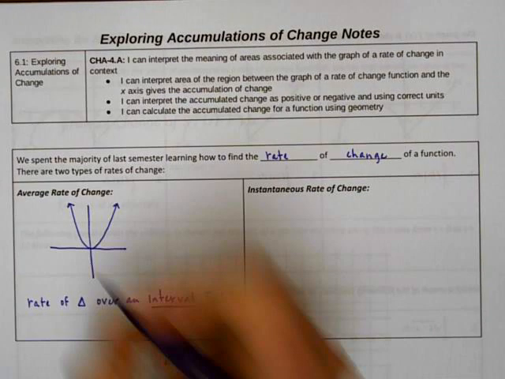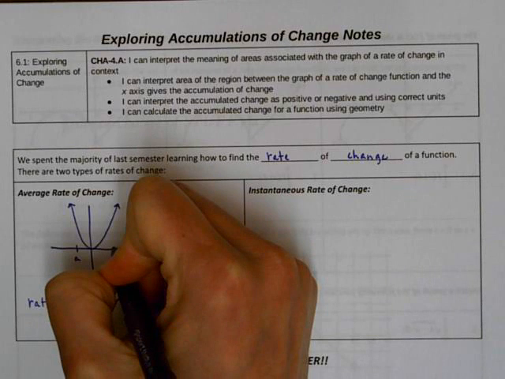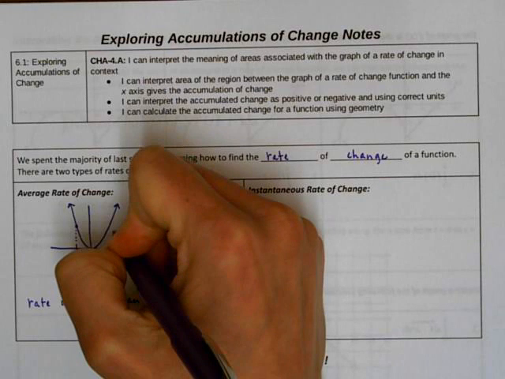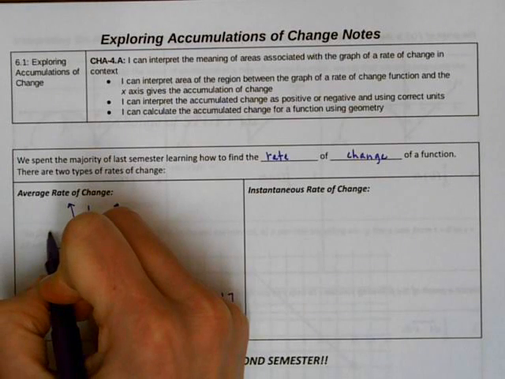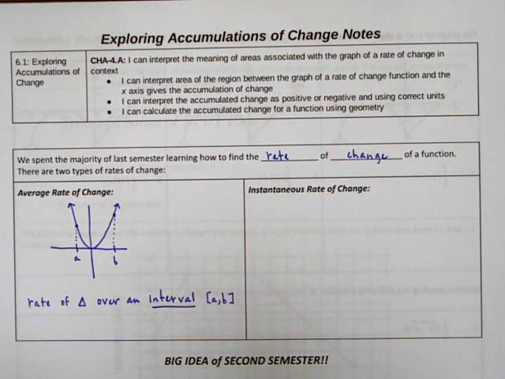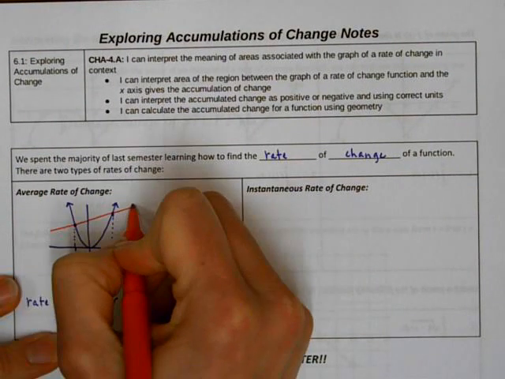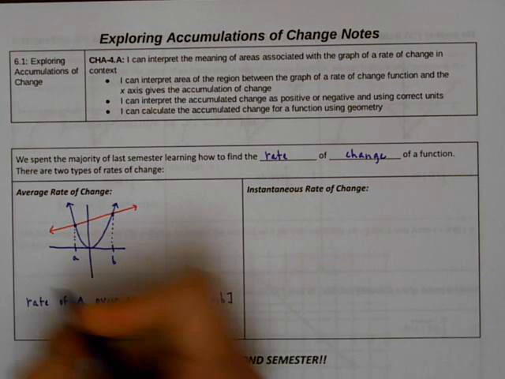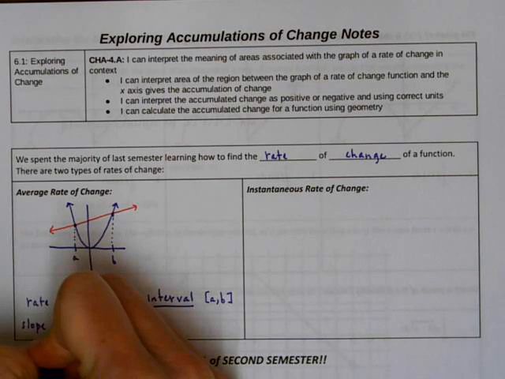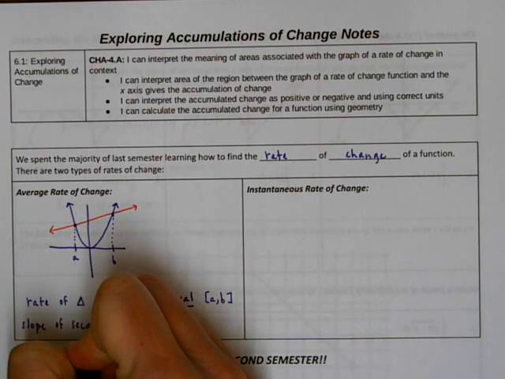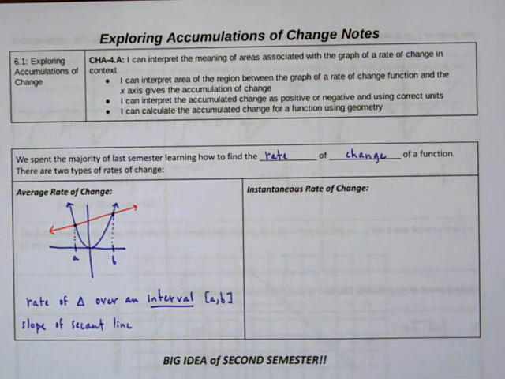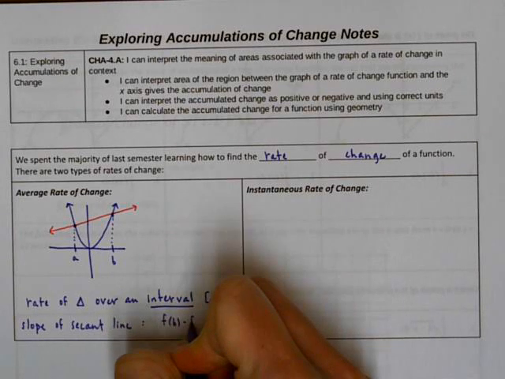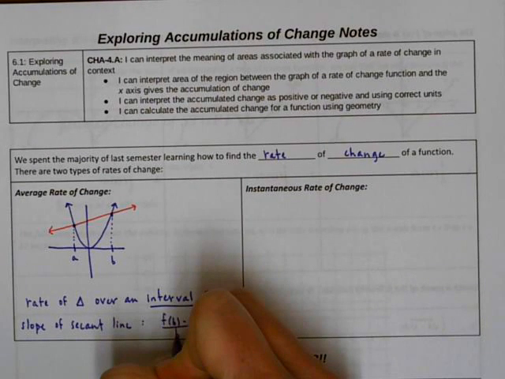Graphically, if I have A here, and let's make B here, I'm going to go find that point, and my average rate of change would be represented by this line. So it's the change over an interval, and graphically we represent that by the slope of the secant line, which we find using our regular old slope formula: f of b minus f of a over b minus a.